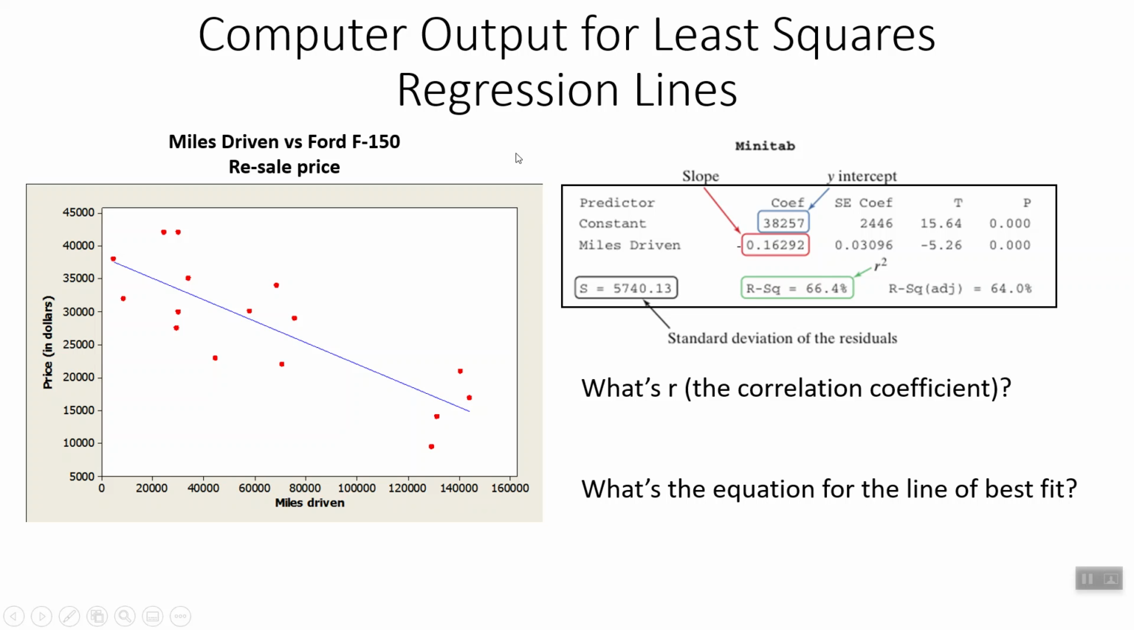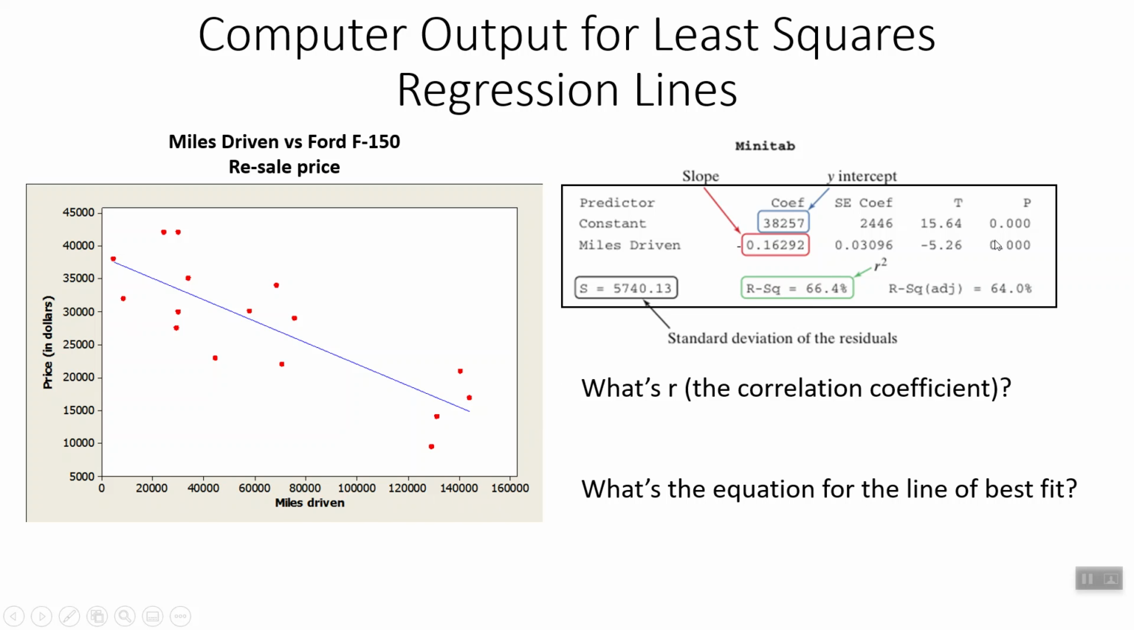All right, so here is an example of computer output. So we've got this scatter plot here. There is this line of best fit, our least squares regression line drawn in. We're comparing the miles driven versus a Ford F-150 resale price. So these are the prices in dollars that they've sold it for, and these are the number of miles it has driven prior to being sold as a used car.